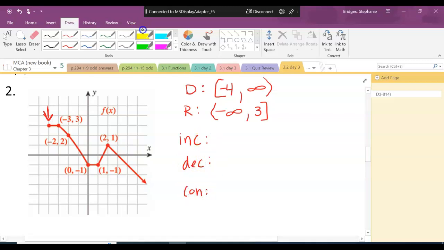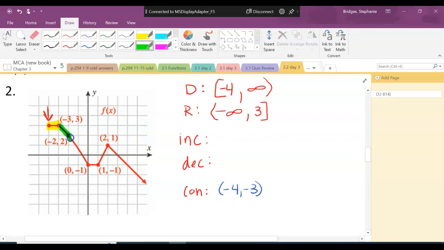Okay, I'm starting on the left side. What is my first interval going to be? Increasing, decreasing, or constant? Constant, and it's going to be from -4 to -3. Okay. All right.